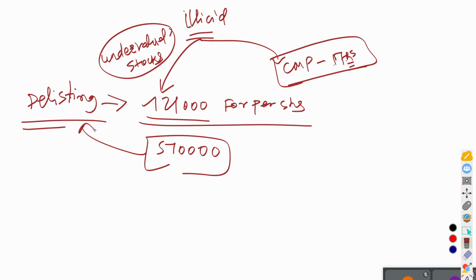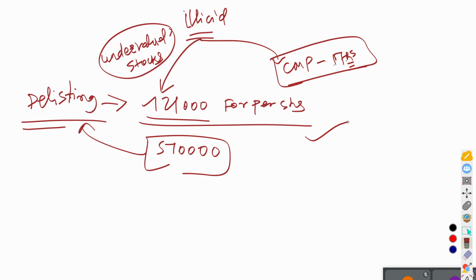See this valuation. So it is not the case that when a company delists its securities, the company will not pay anything. No. While delisting also, the company can pay consideration. It is purely based on the current situation of the business, in which situation the company is going to delist the securities. Same example again from a different aspect.